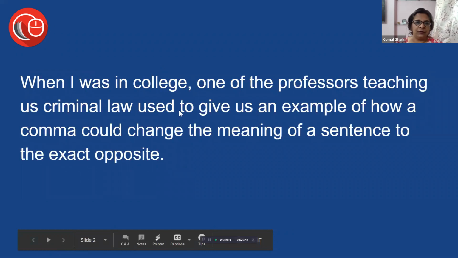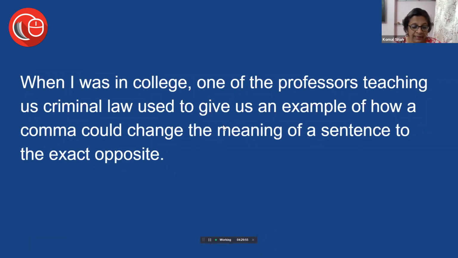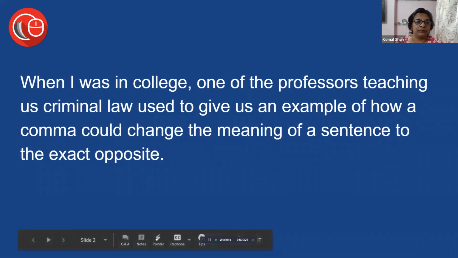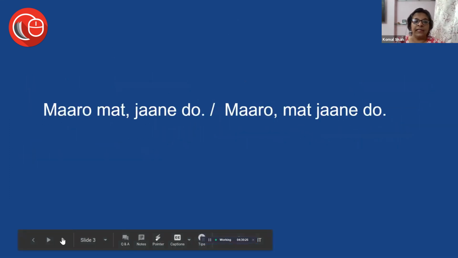So this is one thing I'm pretty sure many of you have come across: even commas can change the meaning of a sentence, and they can make it become something completely opposite. One of my professors, who was teaching us criminal law, always used to give us an example of how the comma can change the meaning of a sentence to the exact opposite. And this is the example he gave.